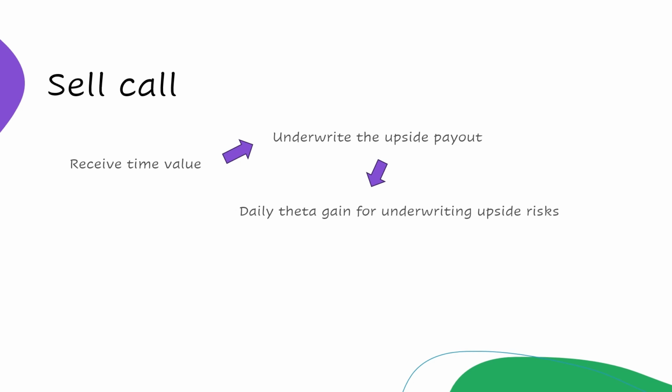Option is composed of intrinsic value and time value. Sell call means receiving time value and underwriting upside payout to call buyers. Effectively, call sellers receive daily theta as compensation for giving the leveraged buying power to call buyers. The advantage of sell call is that call sellers receive daily theta, which is a positive carry trade. The disadvantage is that the potential loss of the call seller is uncapped when the underlying asset moves up dramatically.